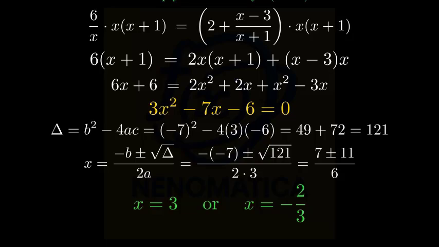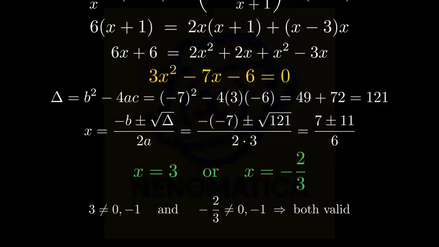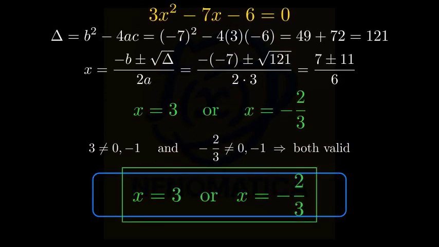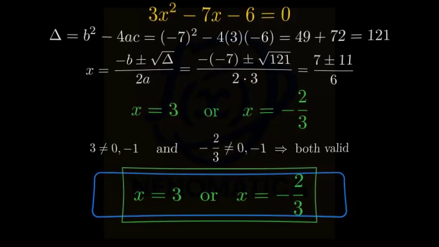Finally, check these candidates with the domain restrictions. Neither 3 nor -2/3 equals 0 or -1, so both are valid solutions of the original equation. Therefore, the solution set is x equals 3 or x equals -2/3.